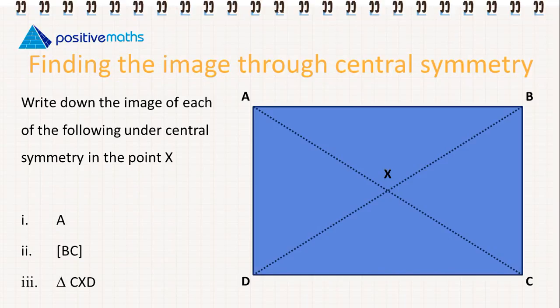Now we're going to work through finding the image of something through central symmetry. We want to write down the image of each of the following under central symmetry in the point X. If we look at the point A, the image of the point A through X is equal to C. Part 2, the image of the line segment BC. We're going to notice B is going down to D and C is going up to A through the point X. Therefore the image of this line segment is going to be DA.